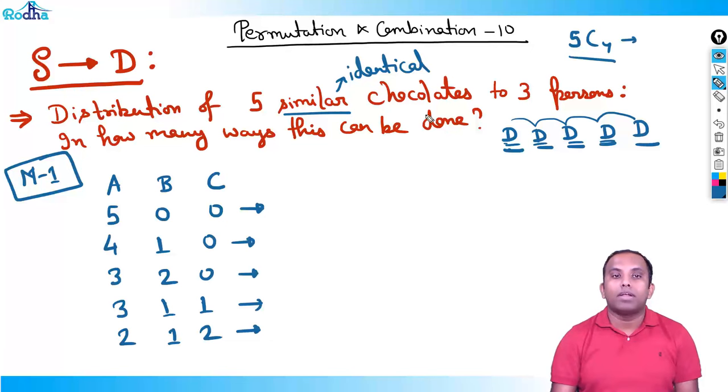That's why selection won't matter, just arrangement, because A, B, C are 3 different persons, right? Persons are always different, right? So just here, this arrangement will matter. Okay, so 500, now it's shuffling.